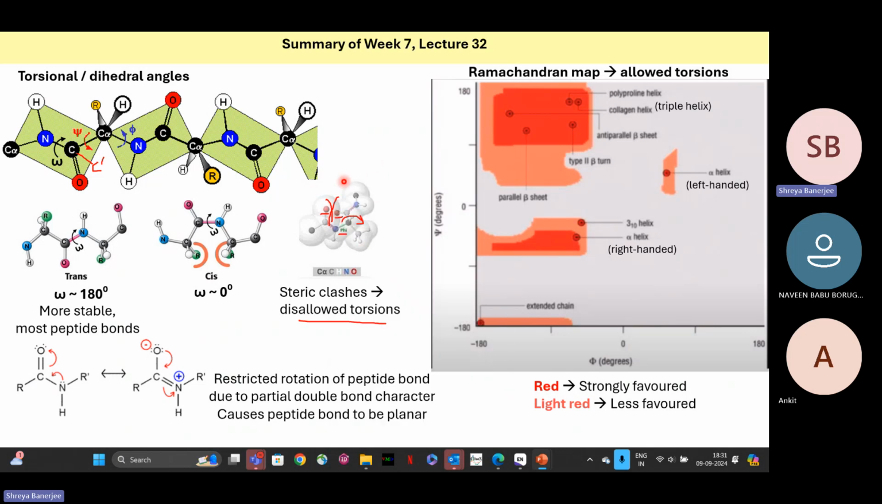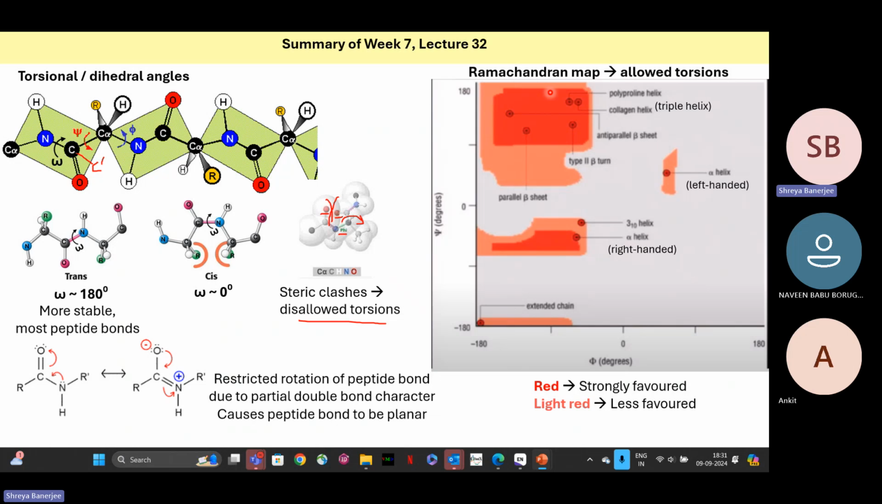those torsions. So Ramachandran had simulated different torsion angles, and he had given a plot of phi versus Chi, where most of the plot is composed of disallowed torsions. So all the gray colored regions of this plot are places where this kind of steric clashes happen, and so that torsion is not allowed.